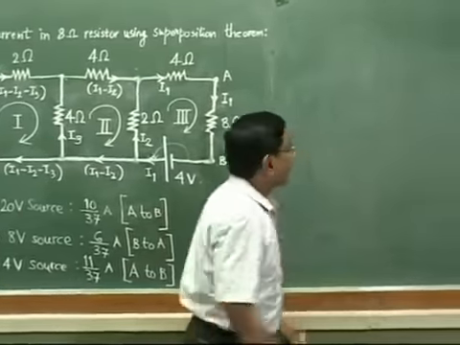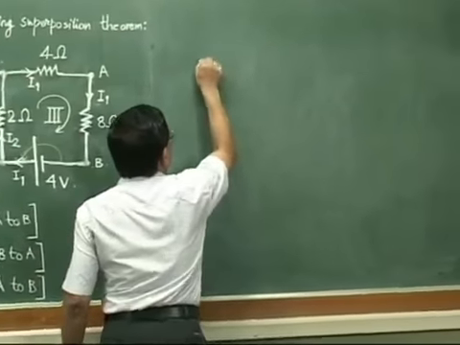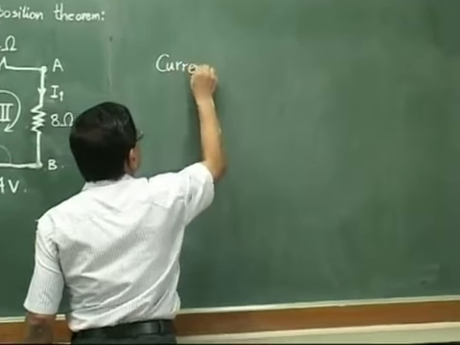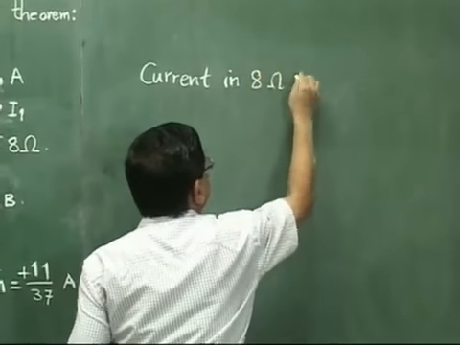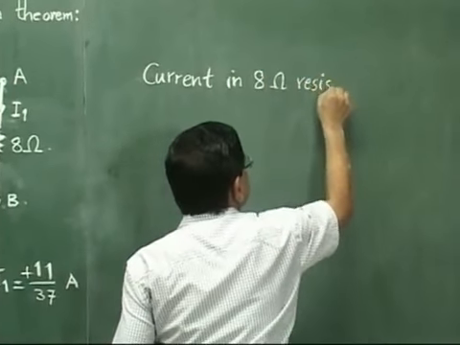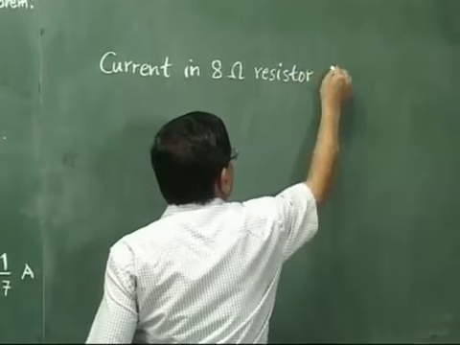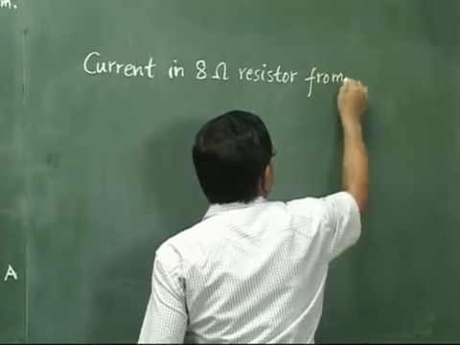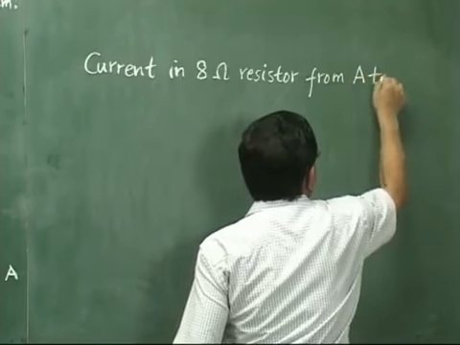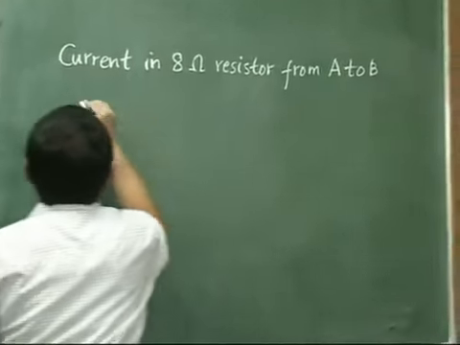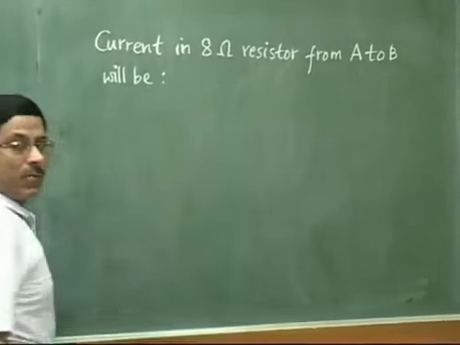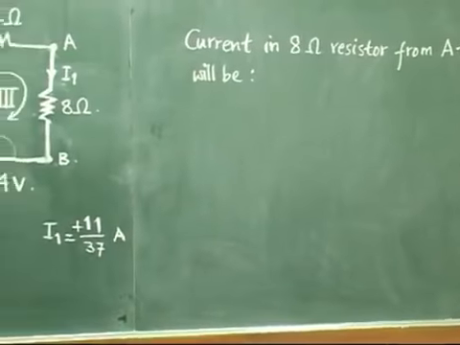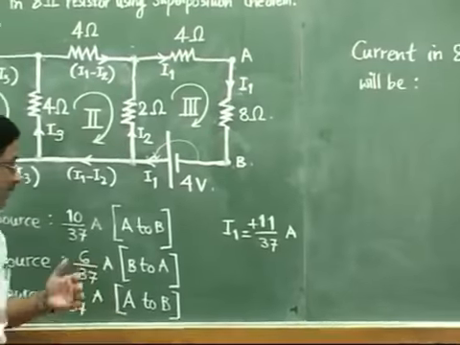So we can write here, current in 8 ohm resistor from A to B will be how much? Something we assume. Suppose A to B. What would be the total current? You have to just add them algebraically.